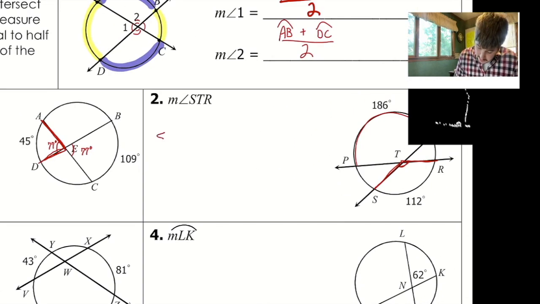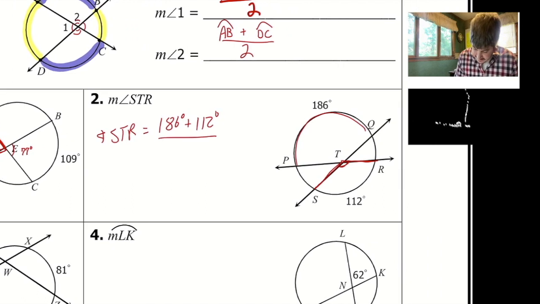So angle STR equals 186 degrees plus 112 degrees, and that's going to be divided by 2. We add those up together, we get 298. Divide that by 2, you get 149.